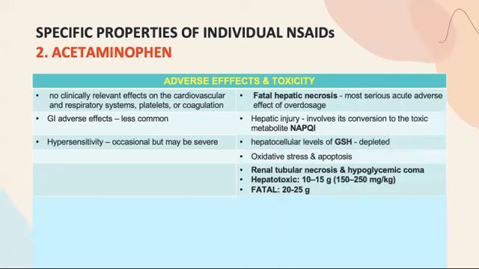Hepatic injury with acetaminophen involves its conversion to the toxic metabolite NAPQI. In the setting of acetaminophen overdose, hepatocellular levels of glutathione become depleted. Depletion renders the hepatocytes highly susceptible to oxidative stress and apoptosis. Renal tubular necrosis and hypoglycemic coma also may occur.